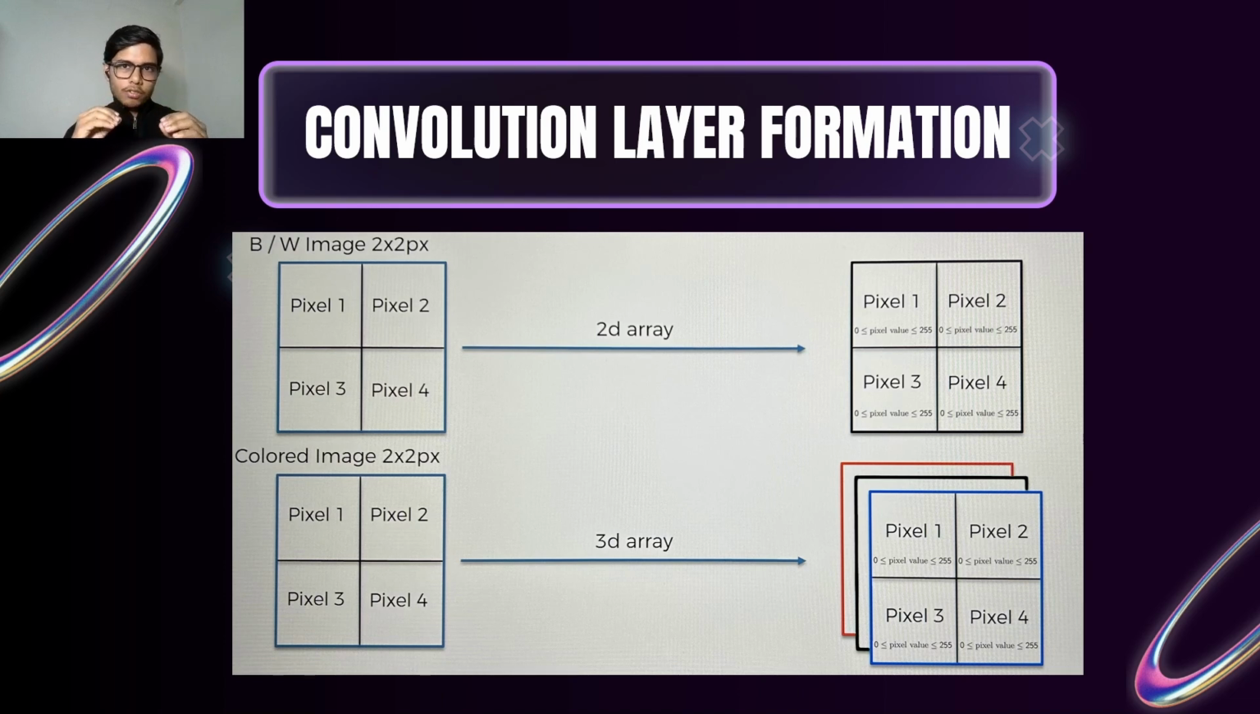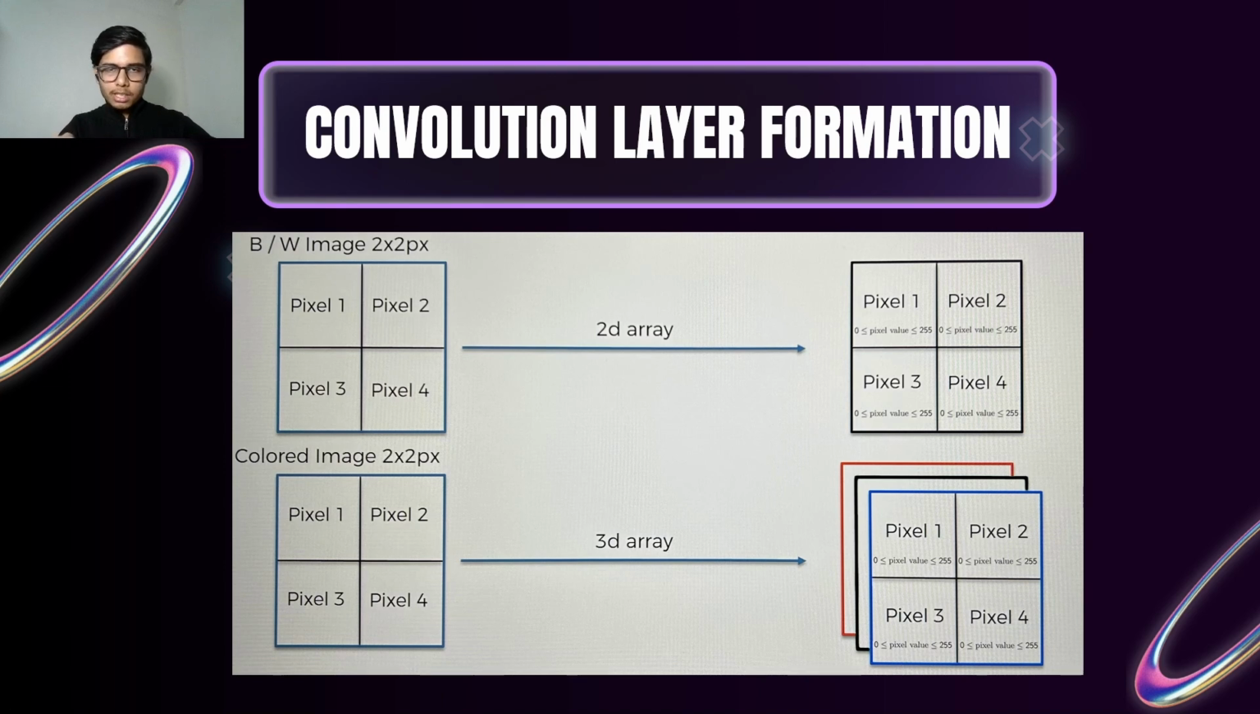Each pixel of that image is converted into a value in the matrix. Let's take an example of this black and white image. Let's say it's a 2 by 2 pixel image. So there's just 2 into 2, 4 pixels. This is pixel 1, 2, 3, and 4. So this is a 2D array. And let's say we want to see how the CNN perceives this.